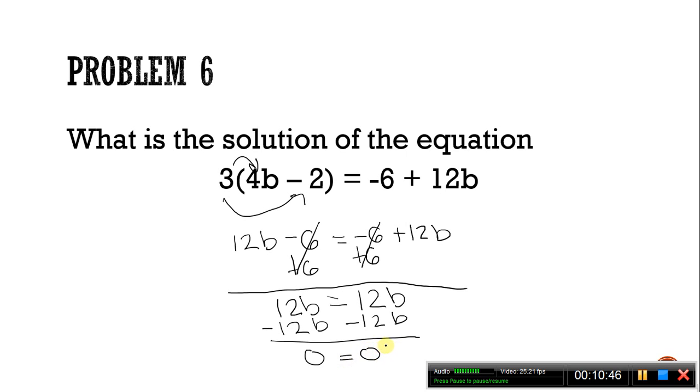Now, if you remember back from a few slides, when we get a number that equals the same number, we can say that this is infinitely many solutions.